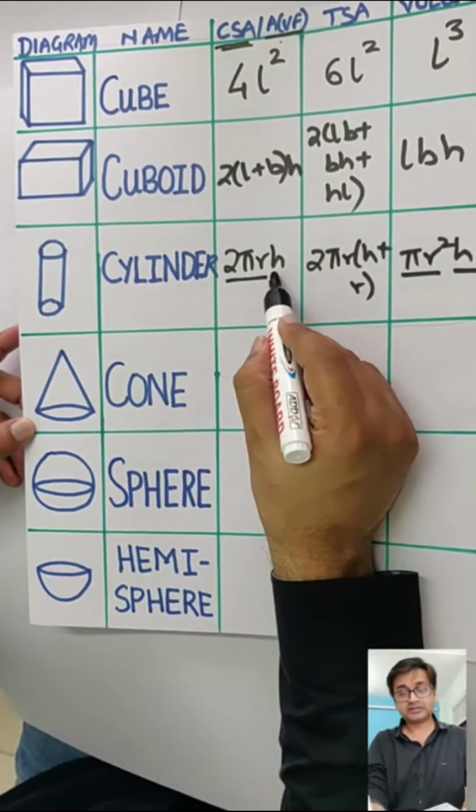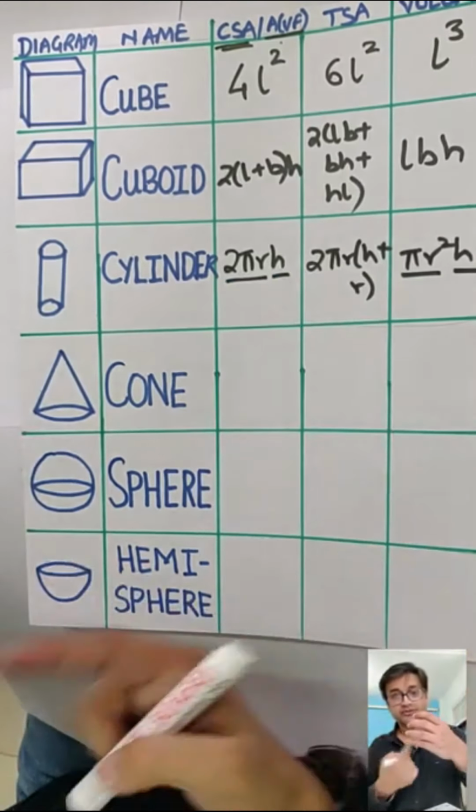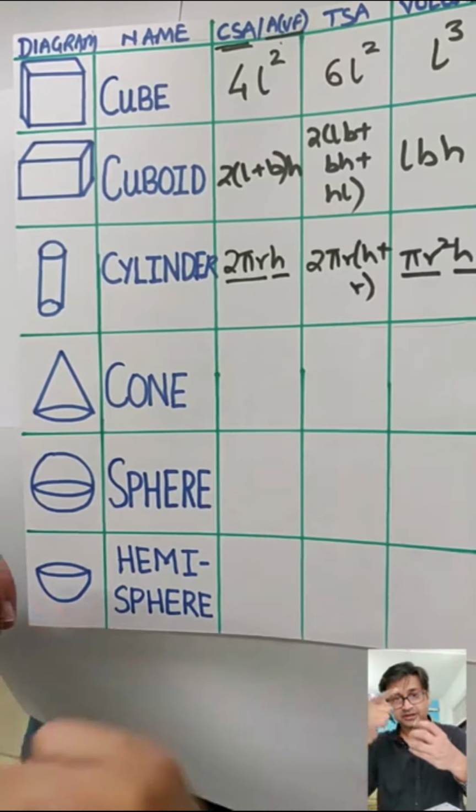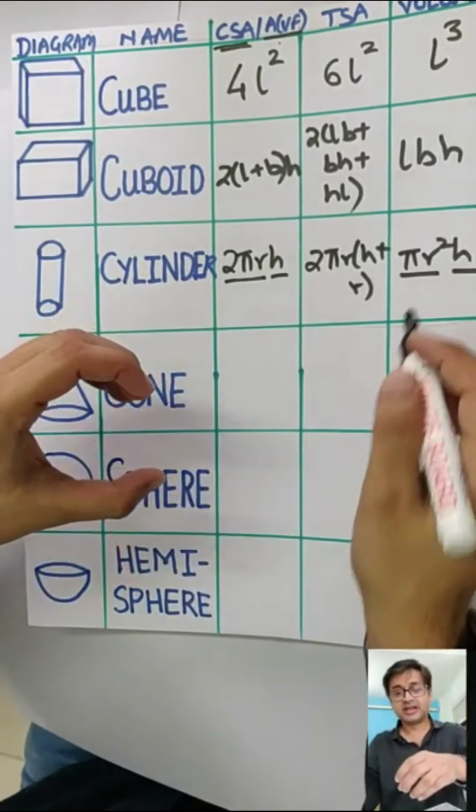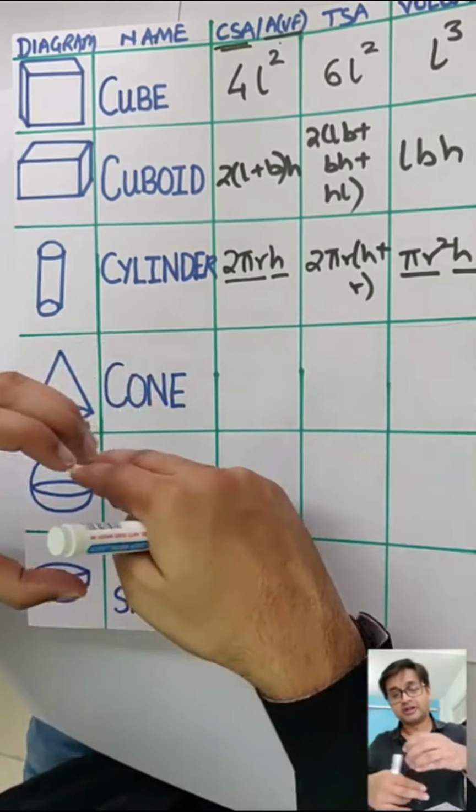This is 1 circumference into height. That's your curved surface area. I taught you 1 perimeter into height is the surface area, whereas if you want to find the volume inside, then 1 area of the circle into height.